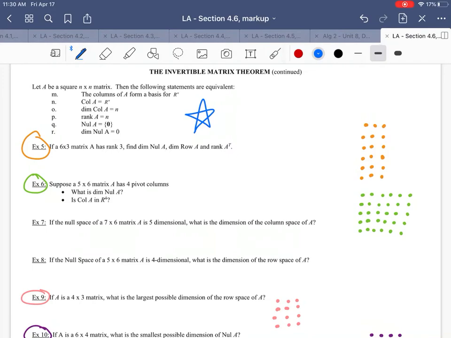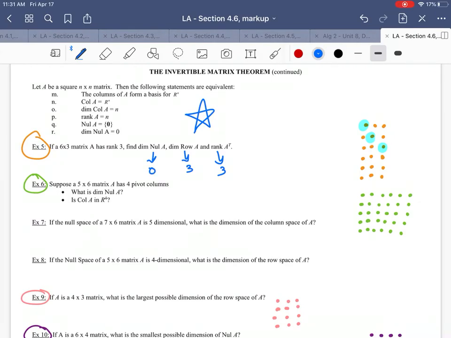All right, so example 5, a 6 by 3 matrix has rank 3. So remember, rank also defines your column space and your row space. So rank 3 means the dimension of your row space is also 3, and it also matches the rank of A transpose. So that's also 3. So remember, if you have a 6 by 3 and your row space is 3, that means you have 3 pivots. So you have a pivot here, and a pivot there. So there's no more space for a free variable, which means the dimension of your null space has to be 0.